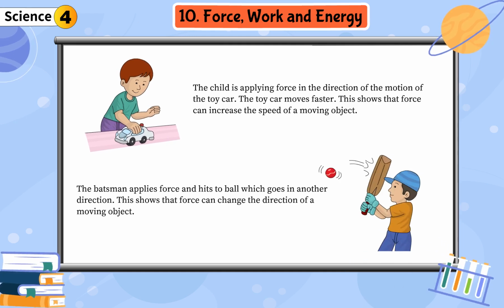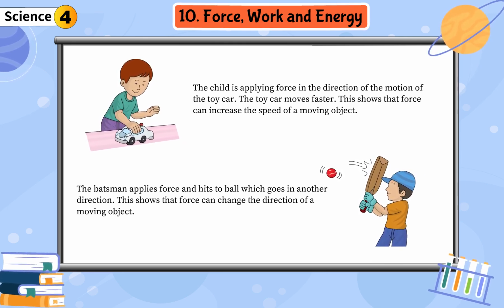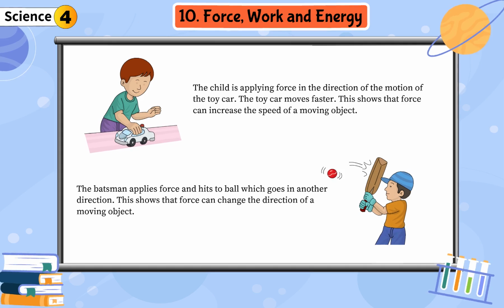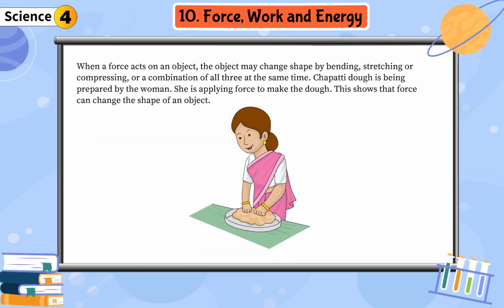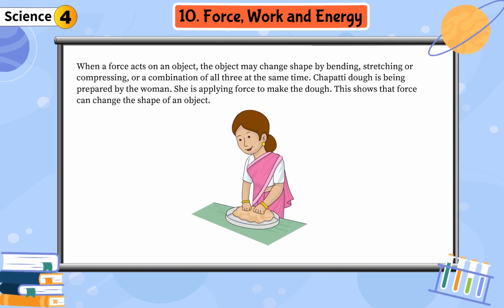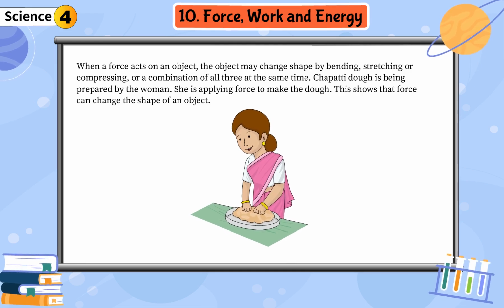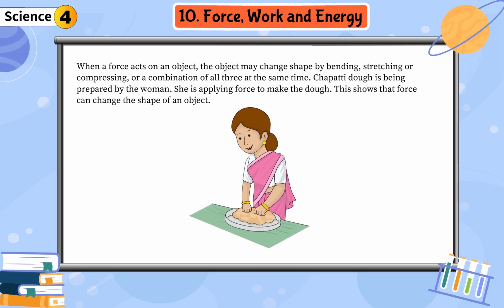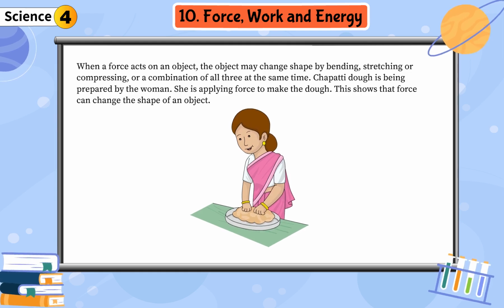The batsman applies force and hits the ball, which goes in another direction. This shows that force can change the direction of a moving object. When a force acts on an object, the object may change shape by bending, stretching or compressing, or a combination of all three at the same time. Chapati dough is being prepared by the woman. She is applying force to make the dough. This shows that force can change the shape of an object.